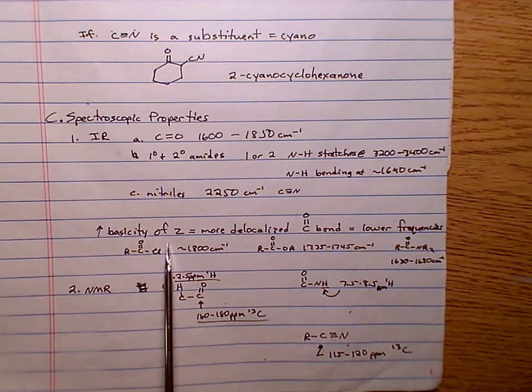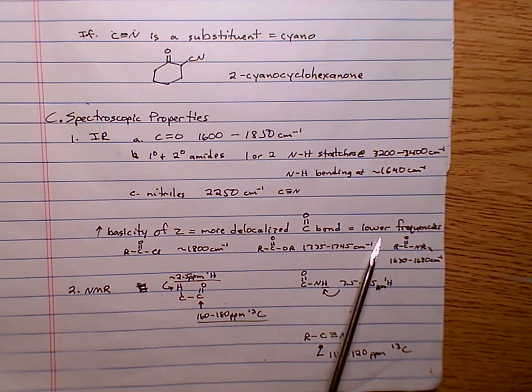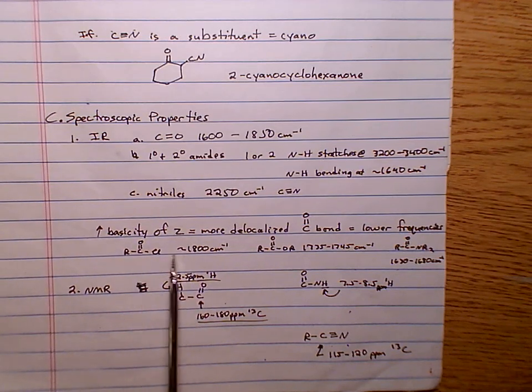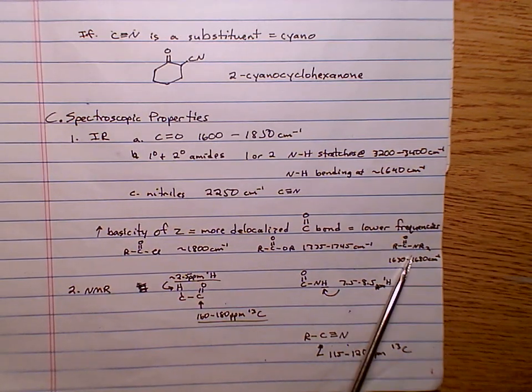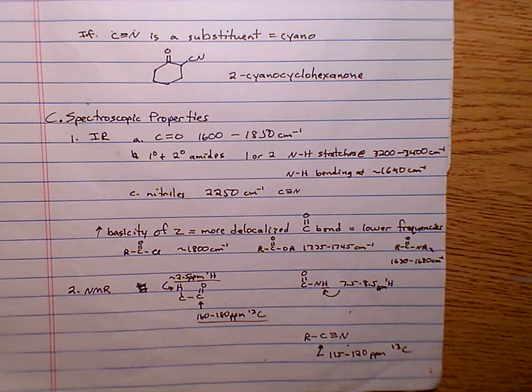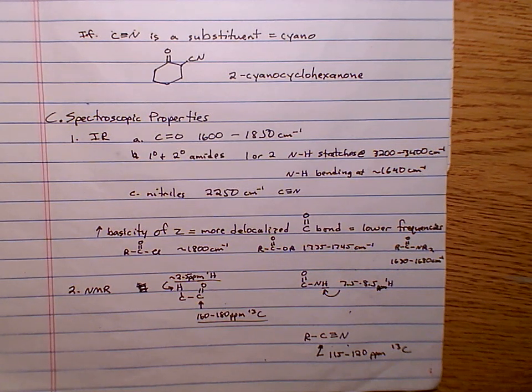Note, the higher the basicity of Z, the more delocalized the carbon double bond oxygen is, and the lower the frequency. Very weakly basic chlorides have the carbonyl stretch at about 1800. Amides come at about 1630 to 1680 or so in the IR. NMR, recall that a hydrogen on a carbon next to a carbonyl comes between 2 to 2.5 ppm in the proton NMR. In carbon-13 NMR, carbonyls come between 160 to 180 ppm. Yeah, cool.